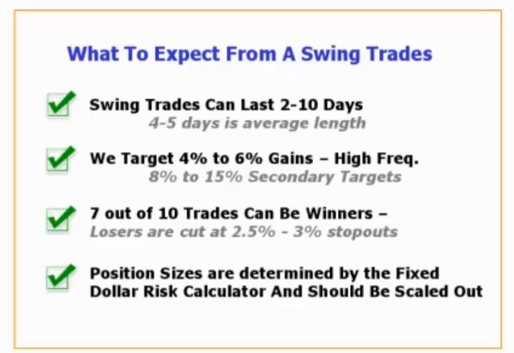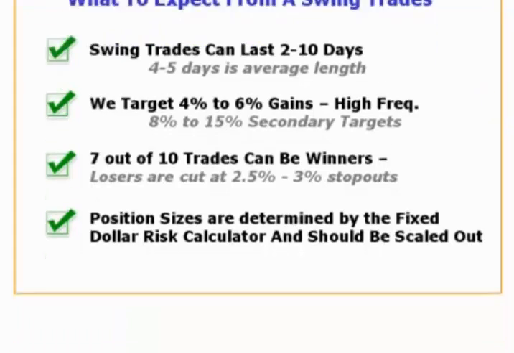Normally, you don't want to take more than about 2.5 to 3% on stop-outs, but again, that's going to be relative, because if you're dealing with a small priced or a lower price stock that's got huge ranges, you're going to have to set your stops based on that stock. Okay, so we'll get into that too. Position sizes are determined by the fixed dollar risk calculator and should be scaled out. Okay, I'll get into that as well. These are just some basics about swing trading.